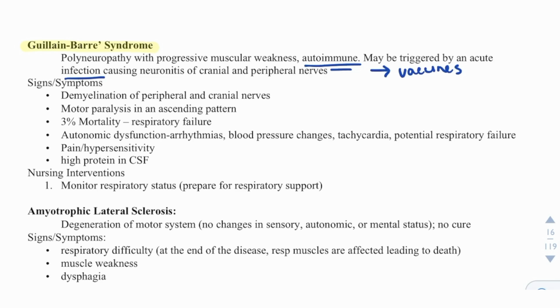Signs and symptoms: demyelination of peripheral and cranial nerves, which is similar to MS. MS attacks the myelin sheaths in the central nervous system. Guillain-Barré affects the peripheral nervous system. So motor paralysis in an ascending pattern.